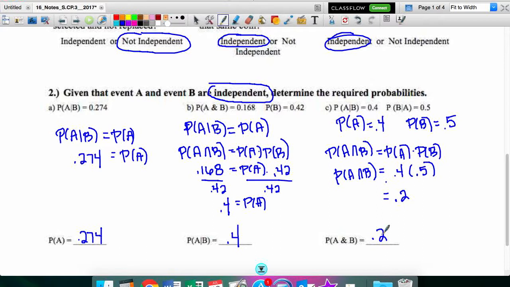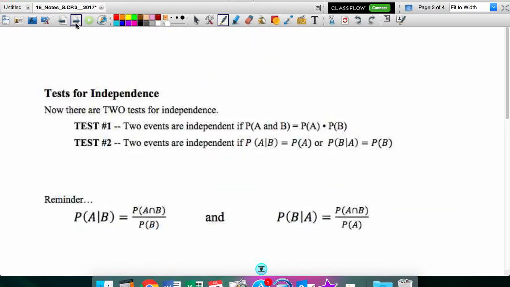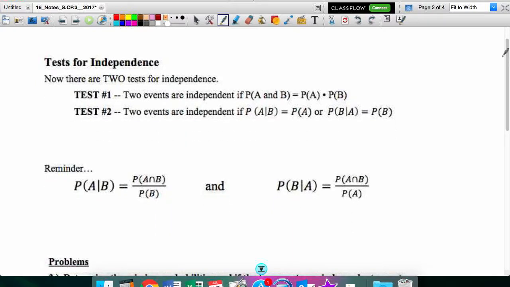So notice each example will be different, but you have to use the three given independent formulas to manipulate them and solve for the one piece you're looking for. This leads us to the test of independence.